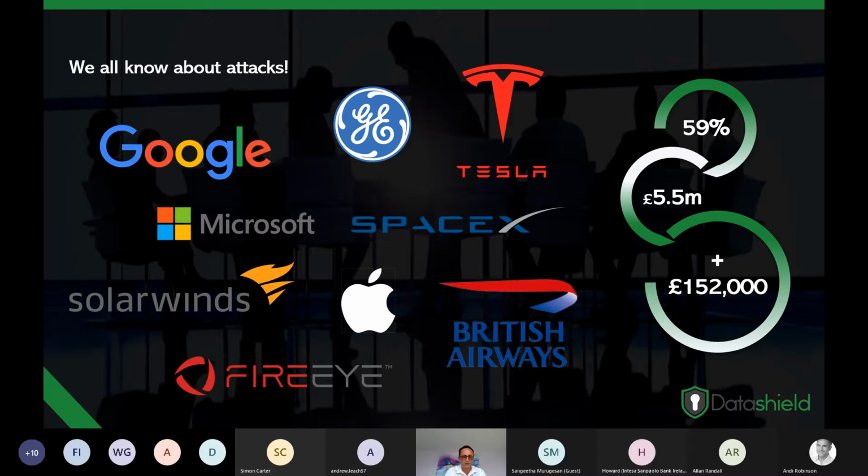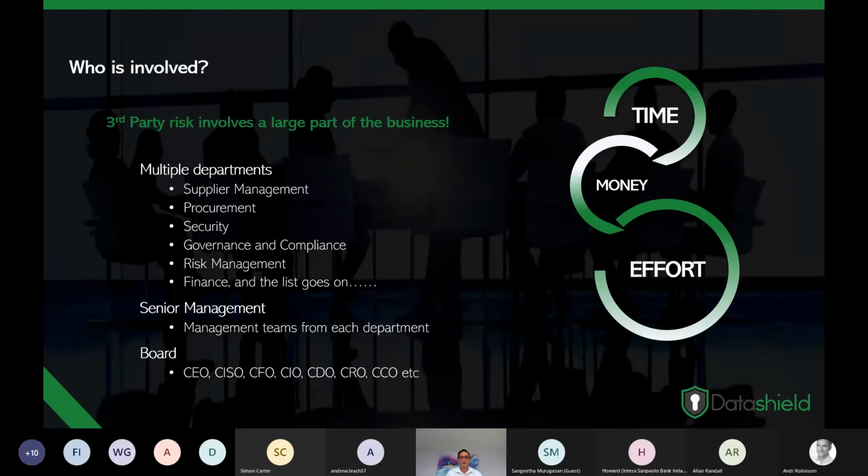But who's actually responsible for managing the risks within an organization? There's lots and lots of departments, and we could have listed virtually everyone involved: supplier management people, procurement, security, governance, compliance, risk management, finance, legal. The list goes on and on.